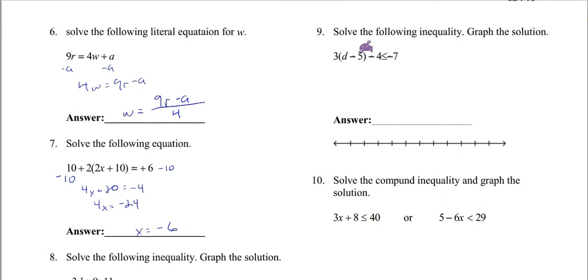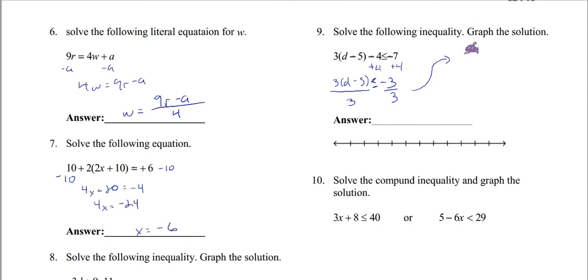Next, we have this inequality to solve, and I am going to solve it without distributing. I'm going to show you what that looks like. So I'm going to add 4 to both sides, the same thing to both sides. 3 times d minus 5 is less than or equal to negative 3. So here's how I'm going to not distribute. Instead of distributing and then dividing, like on this one where I distributed the 2 and then had to divide, I could have saved myself that if I had just divided first. Divide by 3, divide by 3.